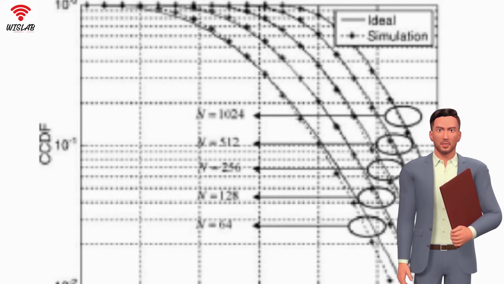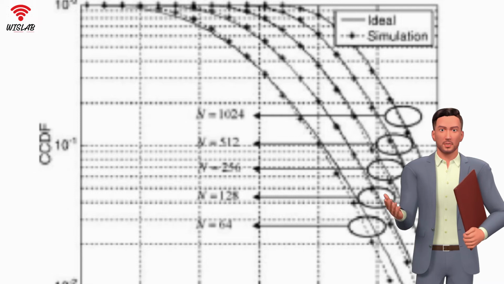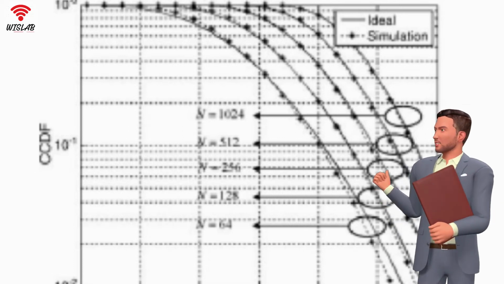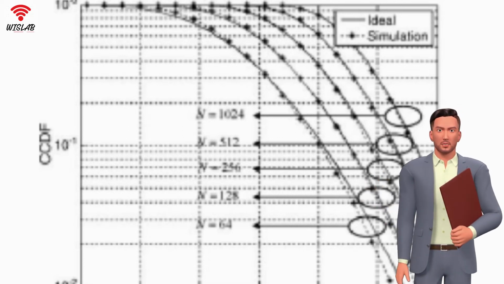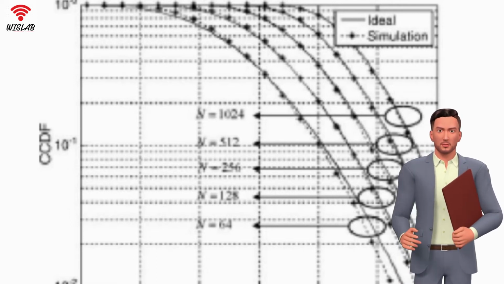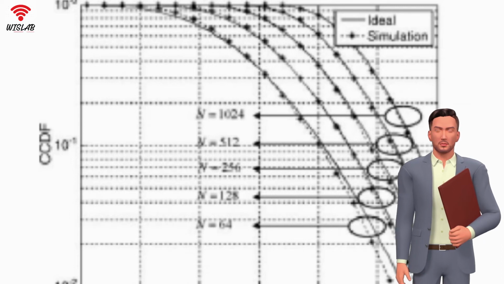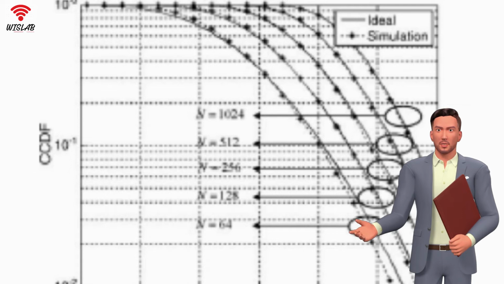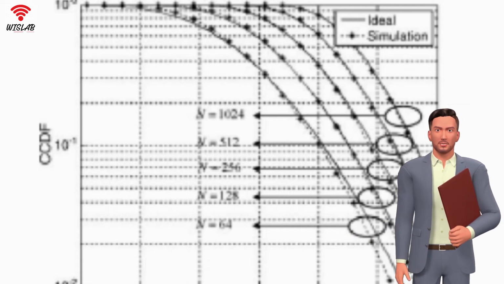In fact, the high PAPR is one of the most detrimental aspects of the OFDM system, as it decreases the SQNR, signal-to-quantization noise ratio, of ADC, analog-to-digital converter, and DAC, digital-to-analog converter, while degrading the efficiency of the power amplifier in the transmitter. The PAPR problem is more important in the uplink since the efficiency of the power amplifier is critical due to the limited battery power in a mobile terminal.